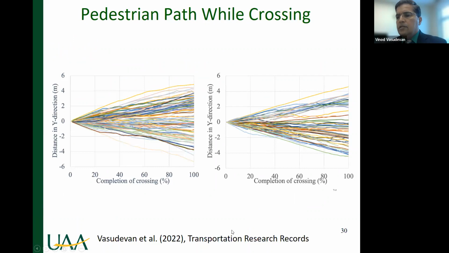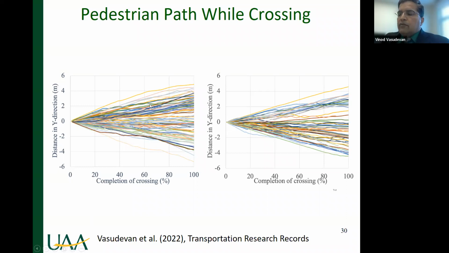In another study, we also tracked their path, like trajectory. We expect a pedestrian to cross in a direct path, and those are the paths we estimate when we use parameters like post encroachment time, PET. Now, what we observed is that in reality, pedestrians don't walk in a straight line. They go either away from the vehicle or towards the vehicle.